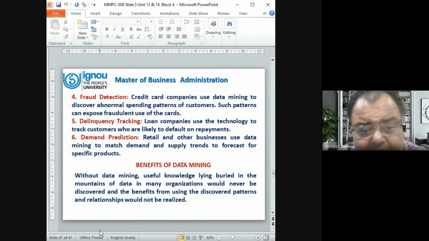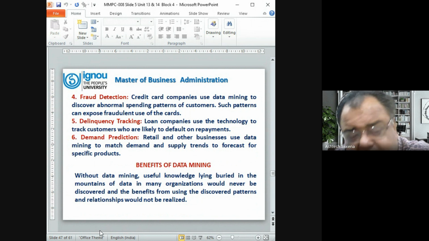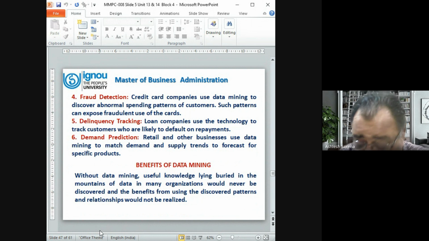Delinquency tracking. Loan companies use the technologies to track customers who are likely to default on repayments. Demand prediction. Retail and other businesses use data mining to match supply and demand trends to forecast for a specific product.